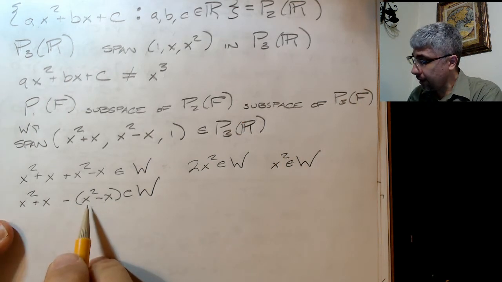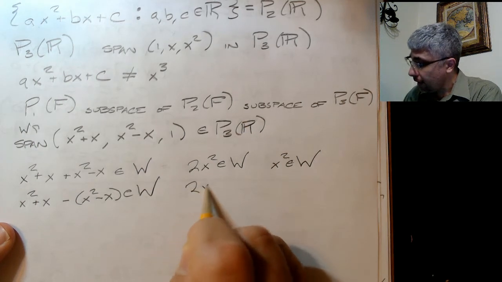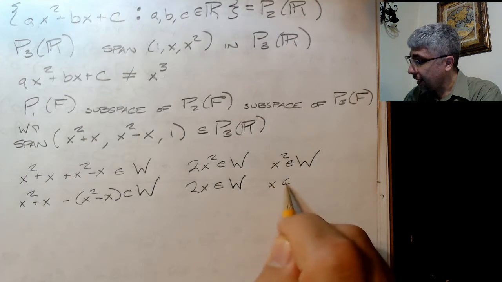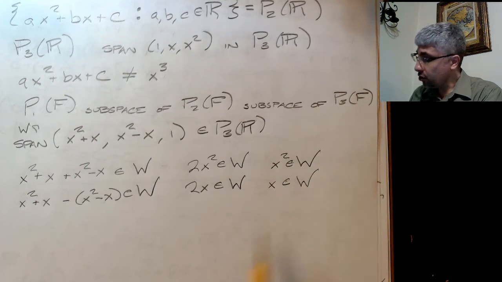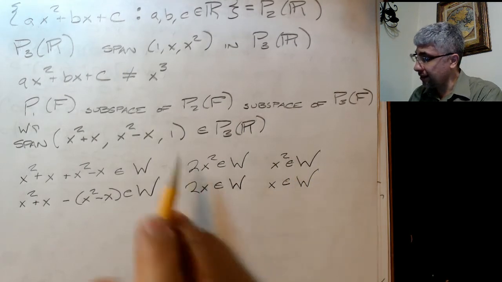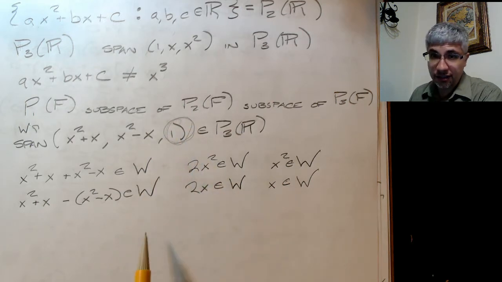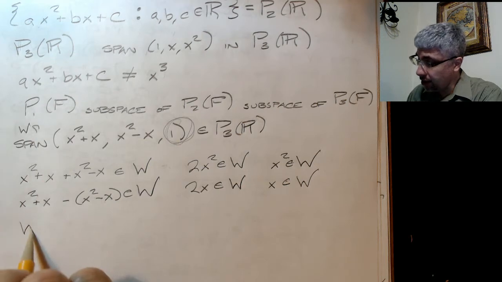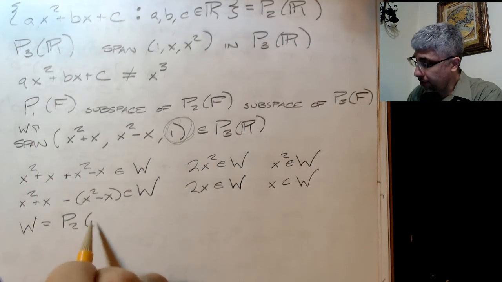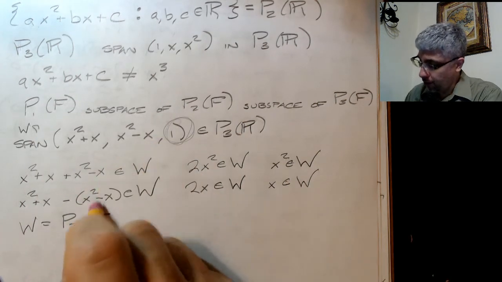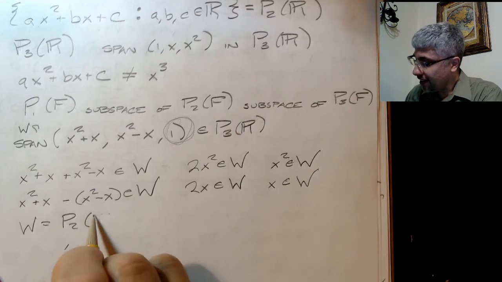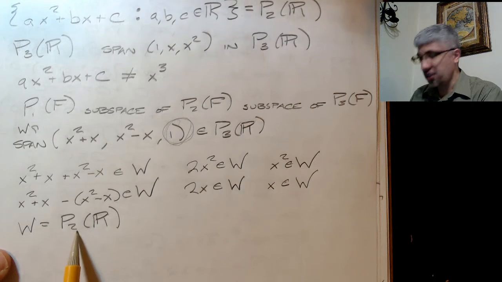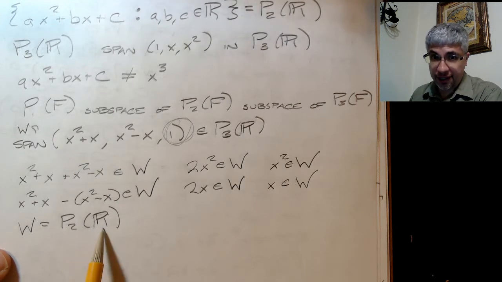So what do I know? What do I get here? I get 2x is in W, and since 1/2 is in the field, I get x is in W. So I know that x squared is in W, I know that x is in W, and I know that 1 is in W, so this generates the same thing. This span, this W, is also equal, we're in the reals, to the collection of polynomials of degree 2 or less.